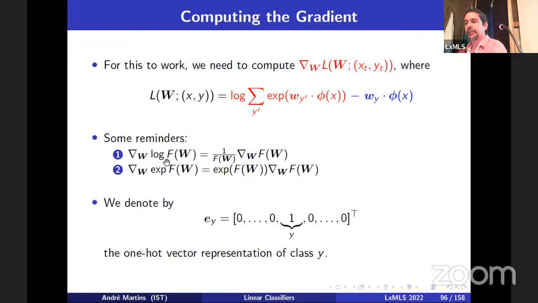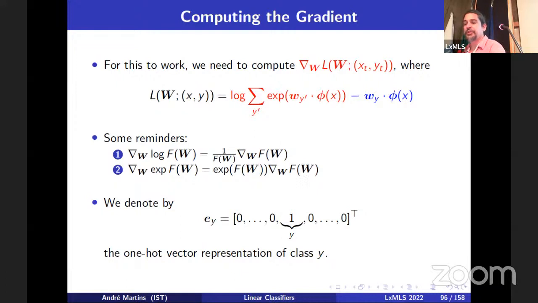One property is the gradient of the log. If you have a function f of w, the gradient of the log of the function equals 1 divided by f of w times the gradient of f. This is a generalization of the univariate derivative, where the derivative of log of x is 1 over x, or the derivative of log of a function is f prime of x divided by f of x. So this is the generalization of that for functions that accept vectors as inputs, or matrices in this case. The second reminder is that the gradient of the exponential function can be written this way: it equals the exponential of the function times the gradient of the function inside the exponential.